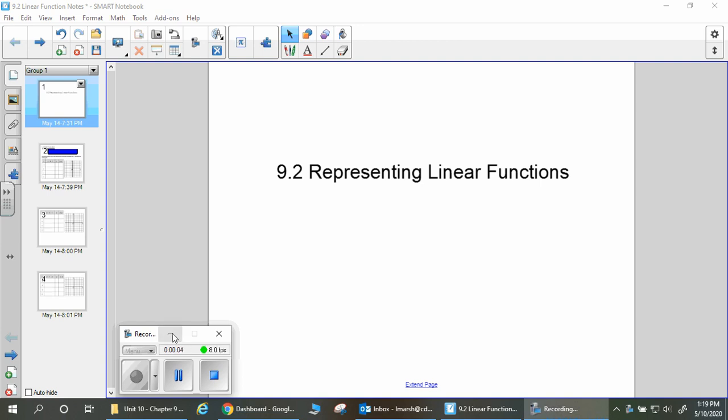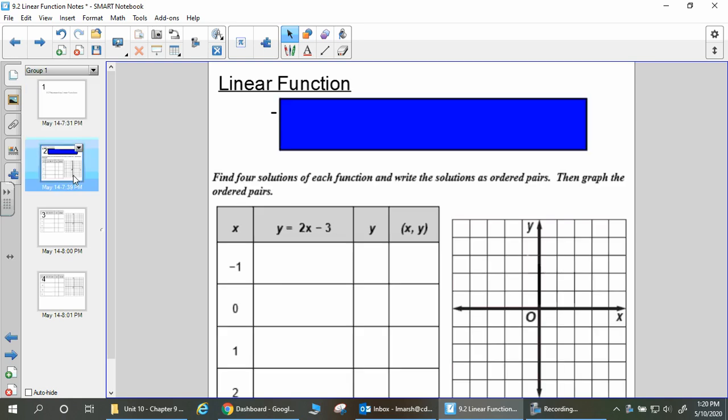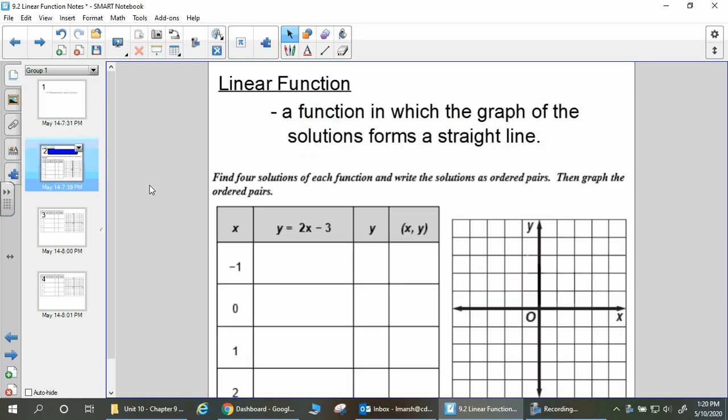Hey guys, so we are going to use our next few weeks together to take a look at one more unit, kind of just a few pieces. This whole unit's going to be on what are known as linear functions and just being able to do various things with them. So first off, let's start with a definition. A linear function is a function in which the graph of the solutions forms a straight line.